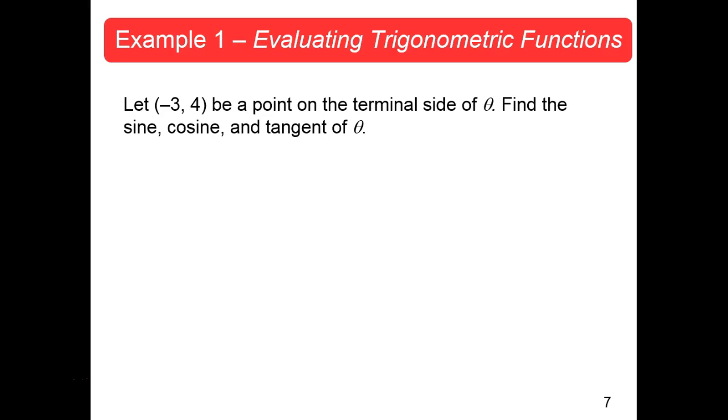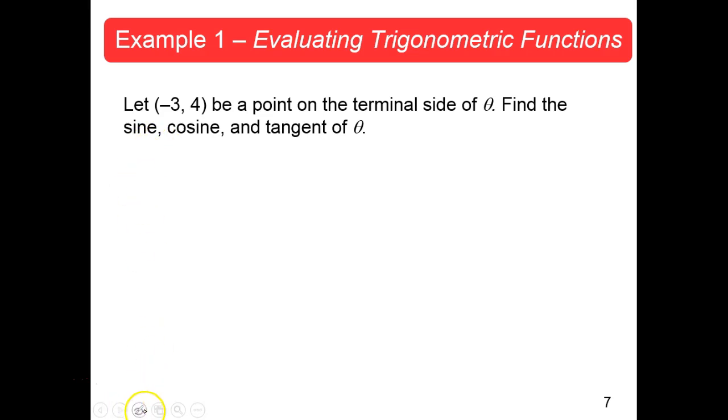Second quadrant, because negative 3, you're on the left side of the y-axis, but you're above the x-axis, that puts you in the second quadrant. Let that be a point on the terminal side of theta. Find the sine. What in the world would the sine be?